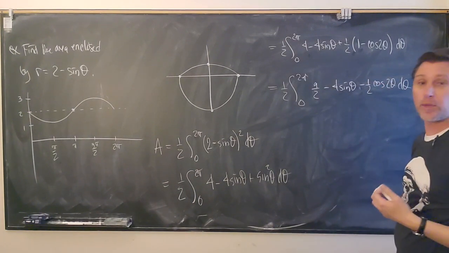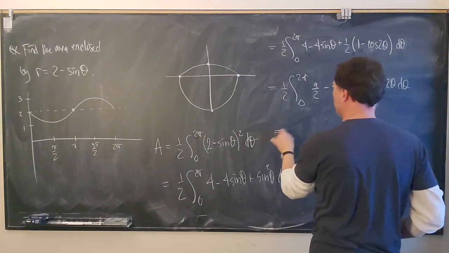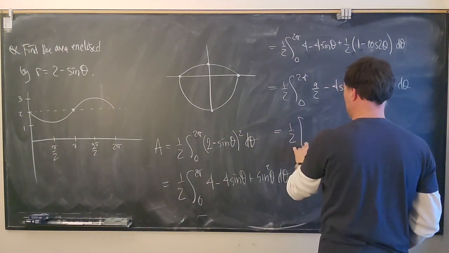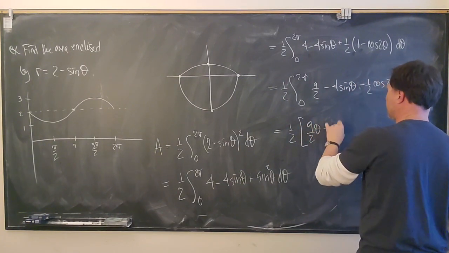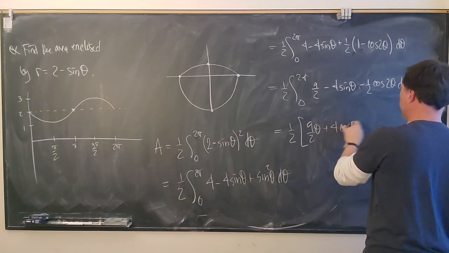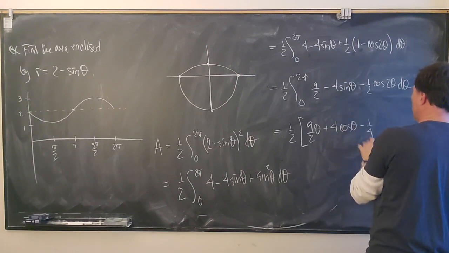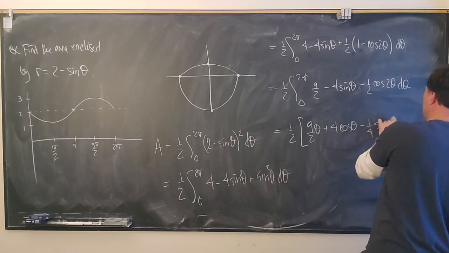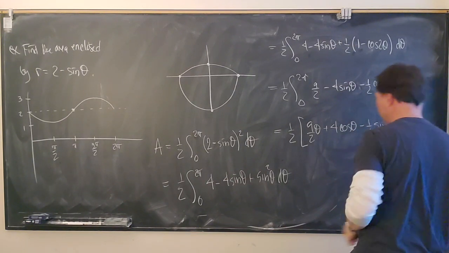And now we're ready to compute the antiderivative. So that'll be 1/2, and then we'll have 9/2 theta plus 4 cosine theta minus 1/4 sine 2 theta, and we're going to go from 0 to 2 pi.